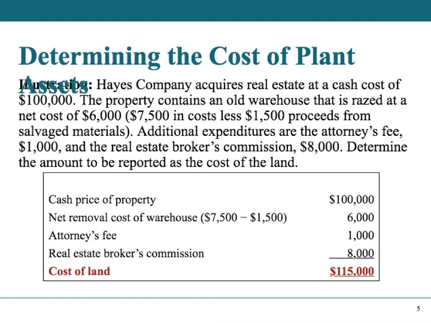Okay, so here is an example for you. A company acquired real estate at cash cost of 100,000. So check mark, that's cost of land. The property also contains an old warehouse that is razed at the net cost of 6,000. See how they worded it, net cost of 6,000. 7,500 was the cost, but then we had proceeds from the salvage material. So your net cost will be $6,000. Cost of removing the warehouse actually becomes the cost of your land. Why? Without removal, you cannot use the land. Additional expenditures such as attorney fees and real estate broker commissions are also added. So your overall cost of land will actually be $115,000. So you might be stapling all these documents together and say land plot number such and such, so that becomes a specific asset for your company.